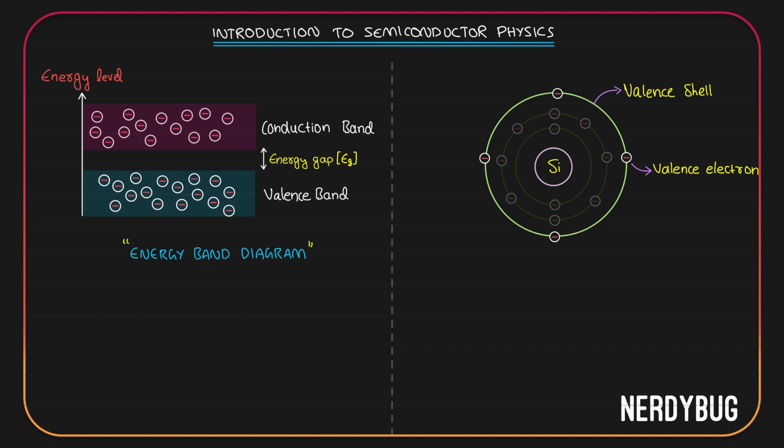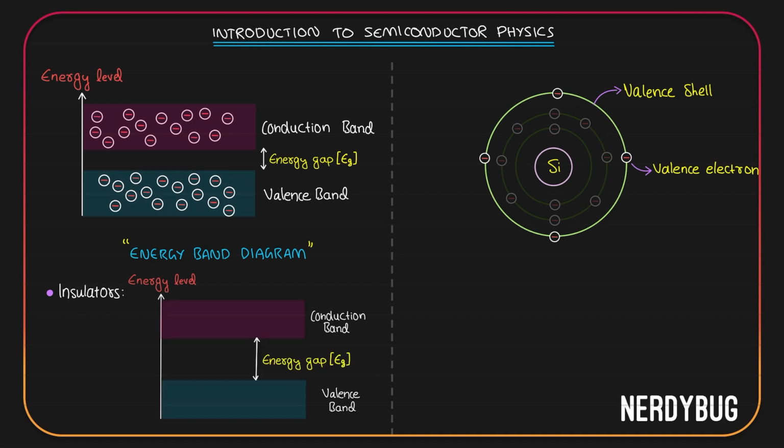For metals, it will look like this. Here the conduction band and the valence band are overlapping each other. What it means is that there can be electrons in the conduction band and in the valence band that have the same energy. So in metals, it is very easy for the valence electrons to gain some energy and go to the conduction band and start conducting. In insulators, this is how it will look. Here the energy gap between the conduction band and valence band is so high that it's very difficult for the valence electrons to gain that much energy and go to the conduction band. That is why insulators are bad conductors of electricity and metals are very good conductors of electricity.